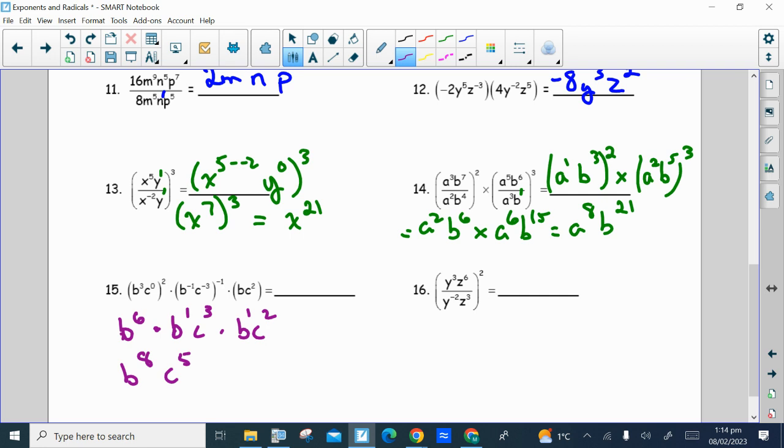Try 16 on your own, and then we'll check it. I would simplify inside the brackets first, and then deal with the power outside.